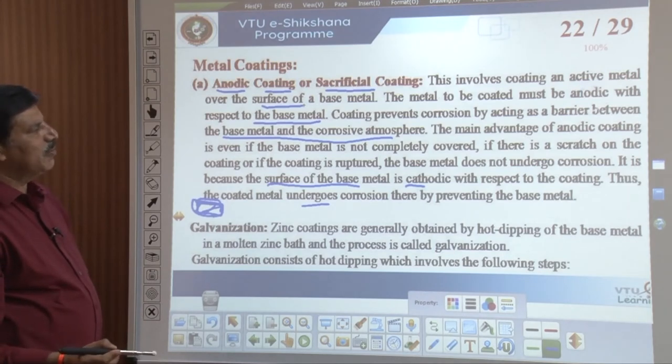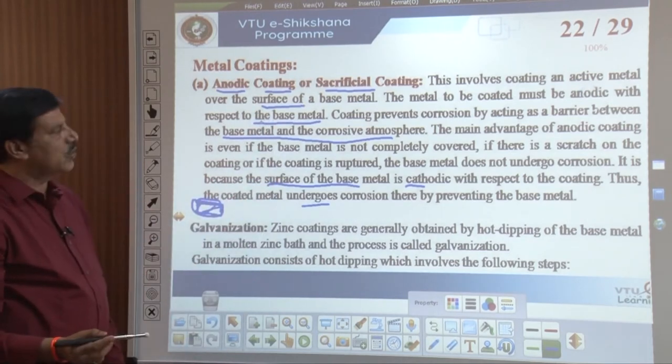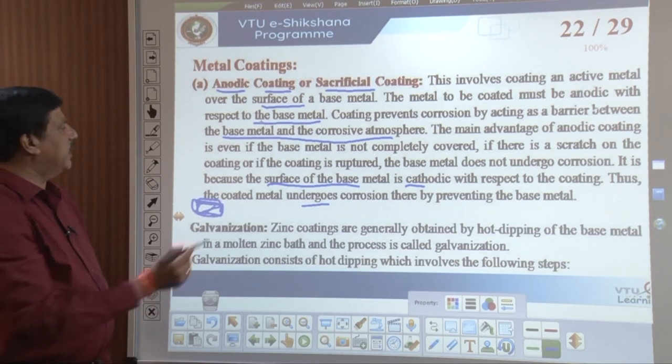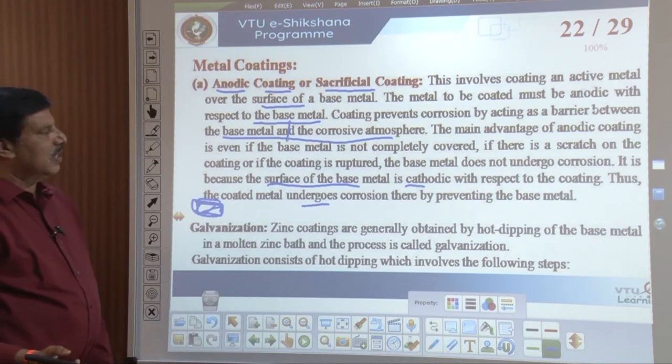The metal to be coated must be anodic with respect to the base metal, so corrosion is going to take place only on the anodic coating. The coating prevents corrosion by acting as a barrier between the base metal and the corrosive environment. Corrosive environment means salt water, etc.